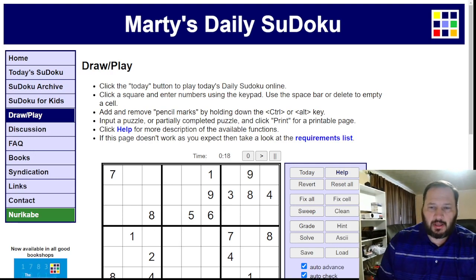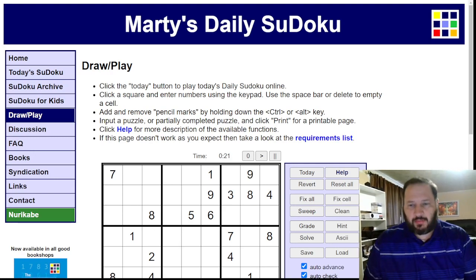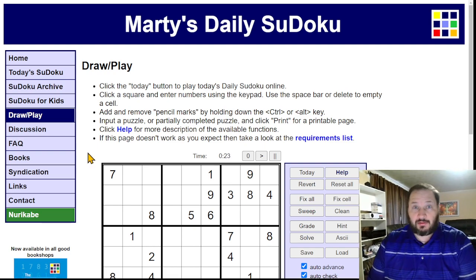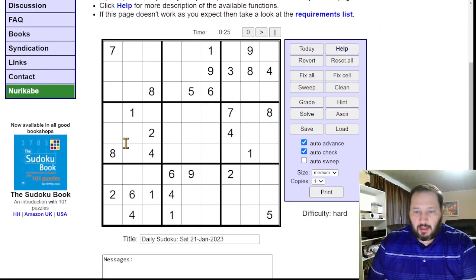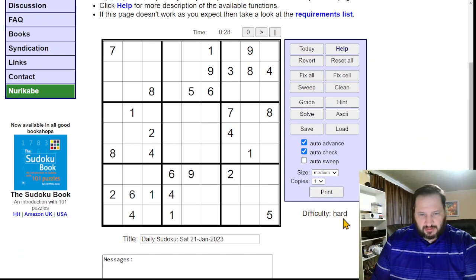Howdy folks. I figure we'll get started on the puzzle a little bit earlier in the day. Last night I think I was late. Let's see what we've got today. We've got a hard puzzle.